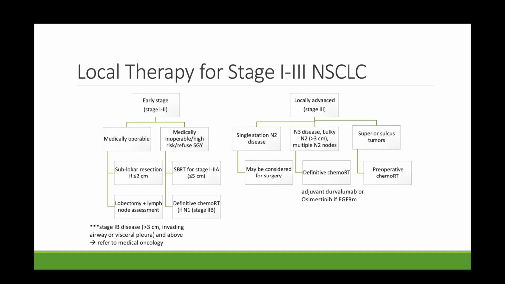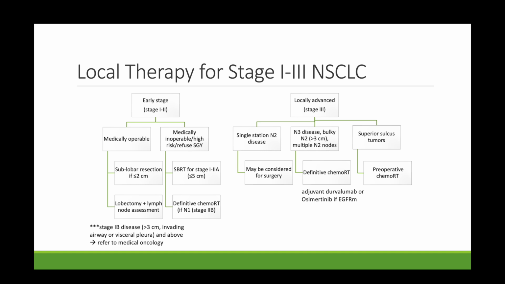So very broadly, non-small cell lung cancer that's potentially curable is divided into early stage versus locally advanced. Early stage disease we typically think of as stage 1 to 2 disease. And there are really 2 routes that a patient can go.